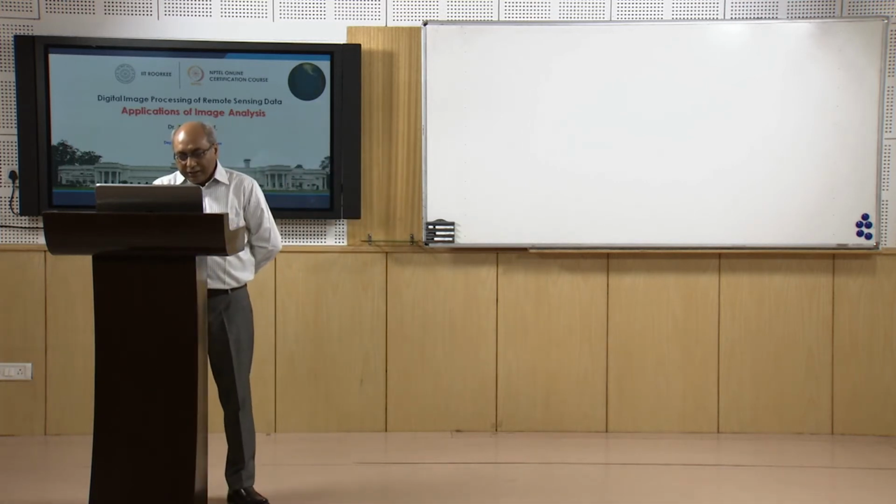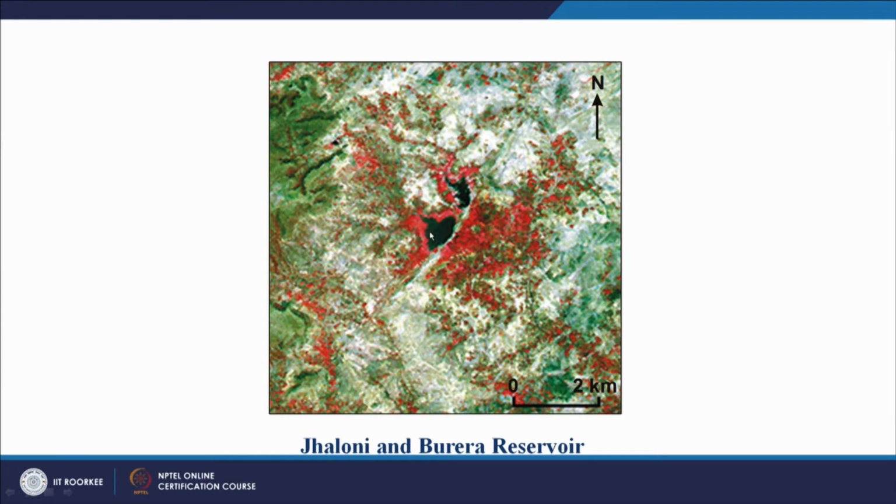A few more examples we will see. There is a reservoir in this; the stream is coming from the northwest direction, and it is blocked. In the downstream area, you are seeing growth of vegetation as well as in the periphery of this reservoir.